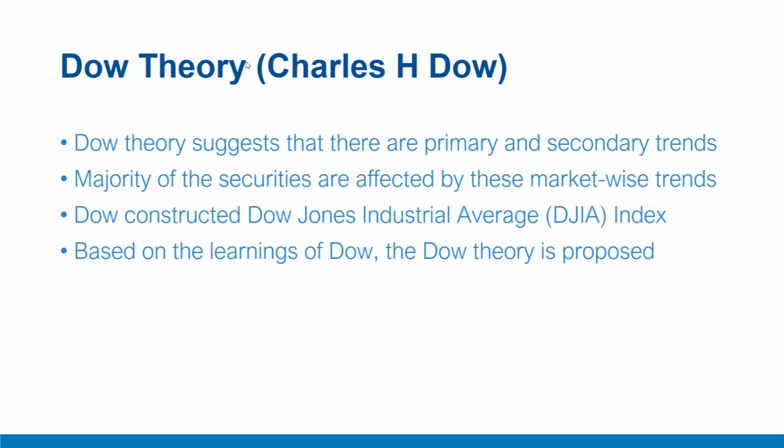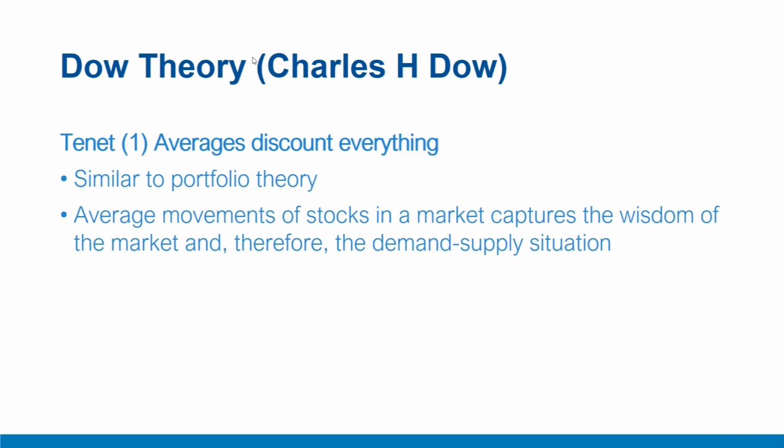The theory assumes that the majority of stocks follow the underlying trend of the market most of the time. In order to measure the market, Dow constructed the Dow Jones Industrial Average Index (DJIA). The 6 basic tenets of the Dow theory are as follows. First tenet is averages discount everything.